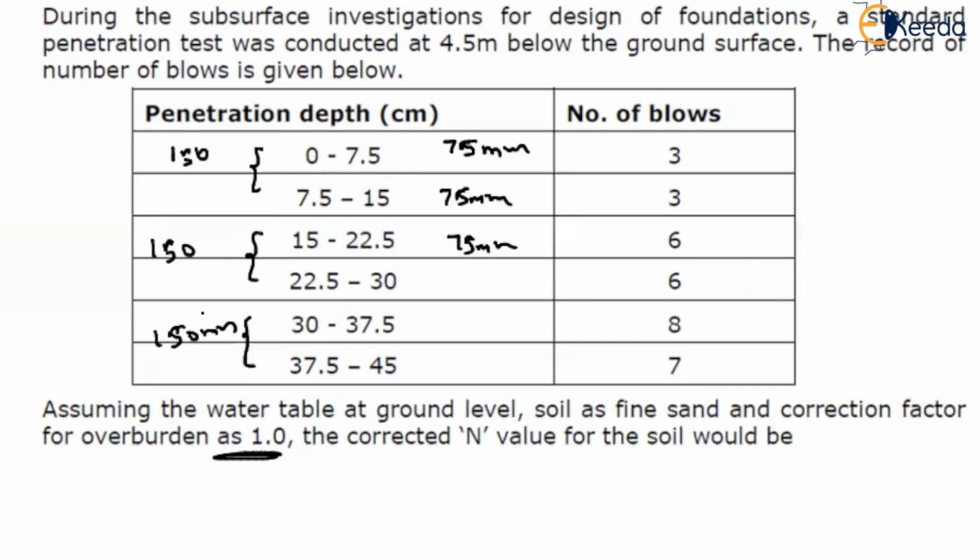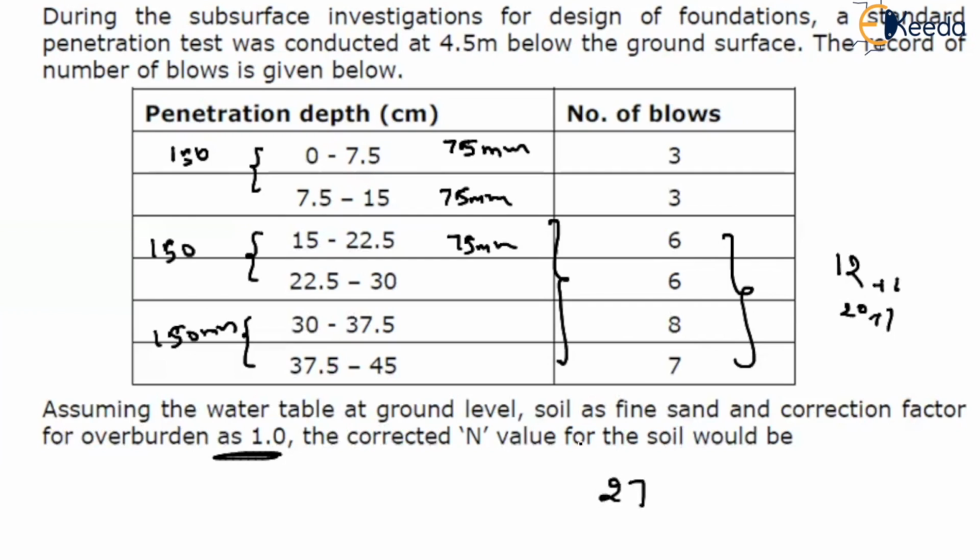So how many blows do you have to consider? You have to consider the number of blows after neglecting the first 150 mm. For the remaining 300 mm penetration, how many blows are required? 6 plus 6, 12, plus 8, 20, plus 7. So the number of blows you have to consider is 27. Is there any correction for the overburden? No.